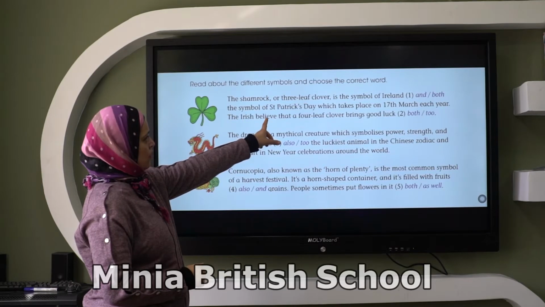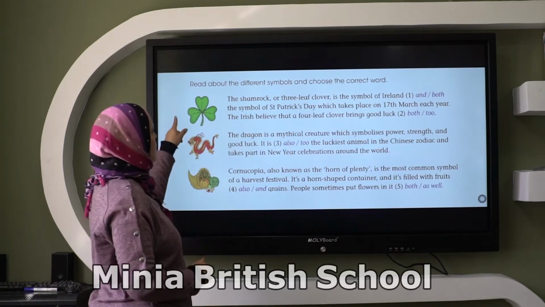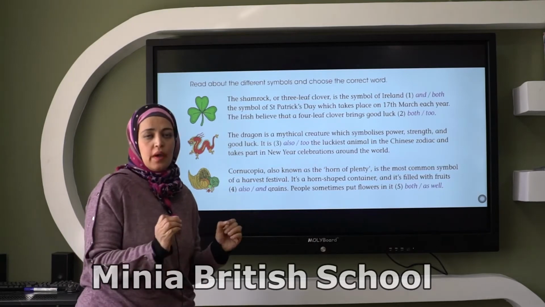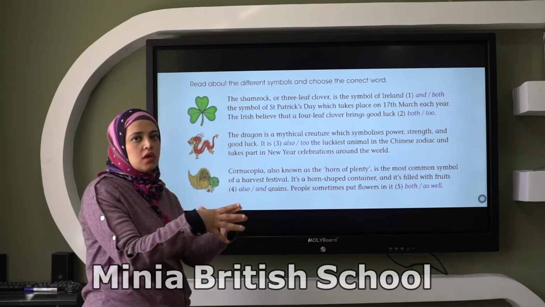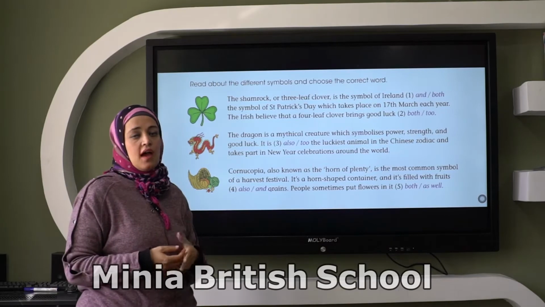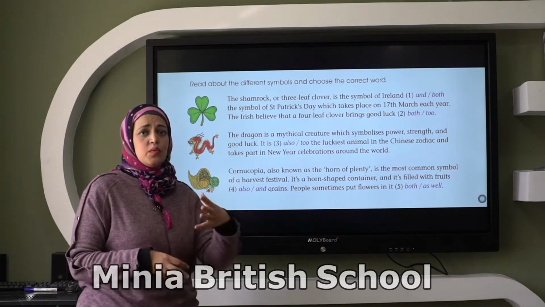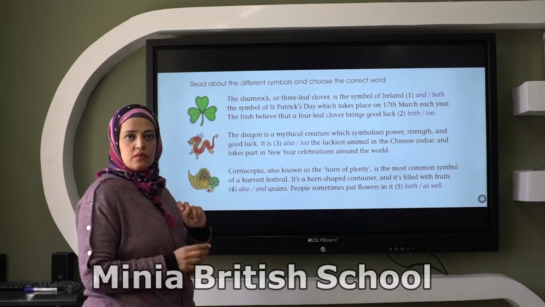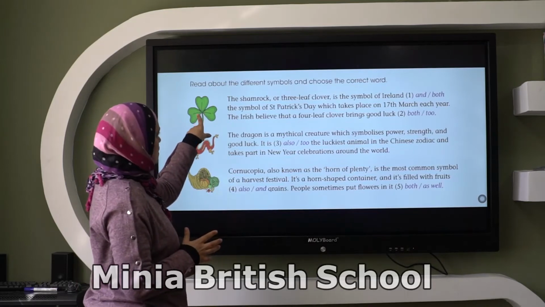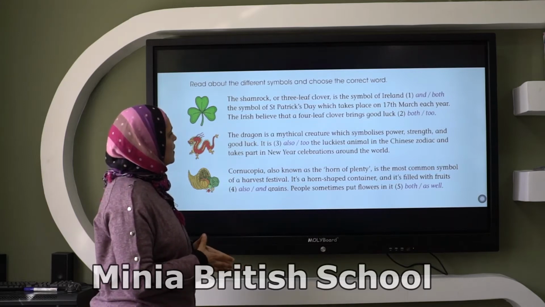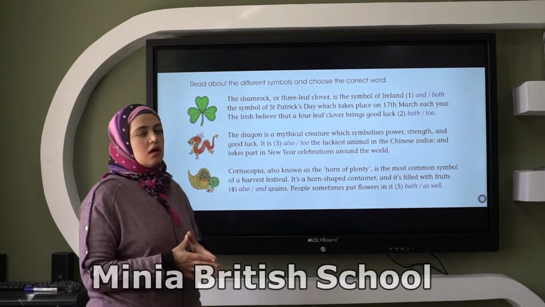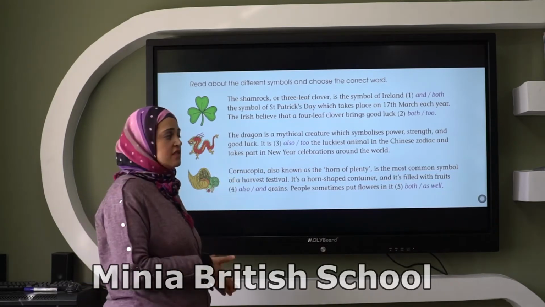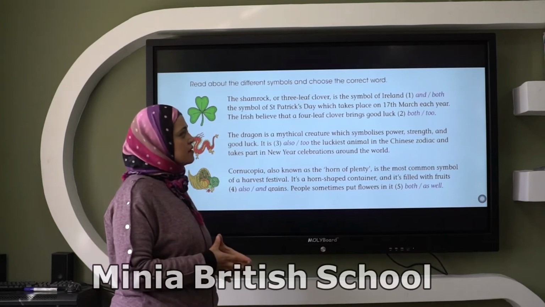So shamrock or three-leaf clover. This is the shape or the symbol. Symbol, okay, as we said before, a symbol is a sign or a shape or something that is used to refer to the thing that I'm talking about. As we said, festivals have many symbols, or people use many symbols, many signs, many ways to celebrate, to say this is our celebration. So this is the symbol, this is the sign, the three-leaf clover, as we see. And they celebrate on the 17th of March. Also the Irish, so Ireland is the country, and the people from Ireland, they are Irish, this is their nationality. The Irish believe that a four-leaf clover brings good luck.